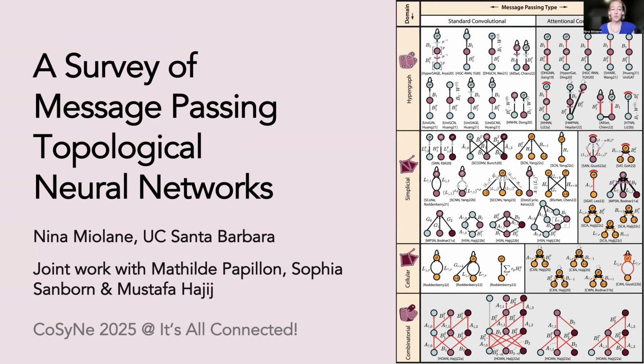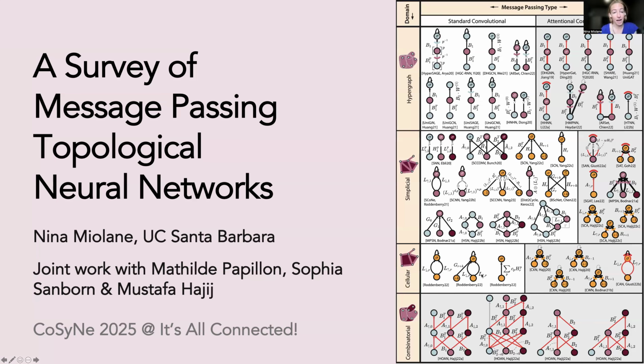So today I will give an overview of topological neural networks, which in many ways can be seen as extensions of graph neural networks. In this talk, we're going to see what topological neural networks can do for neuroscience, what existing topological neural networks are out there in the literature, and how we can summarize the literature in this table that you see on the right of the slide.